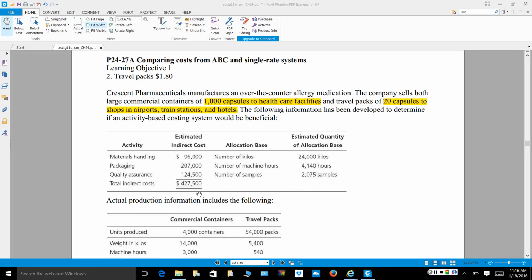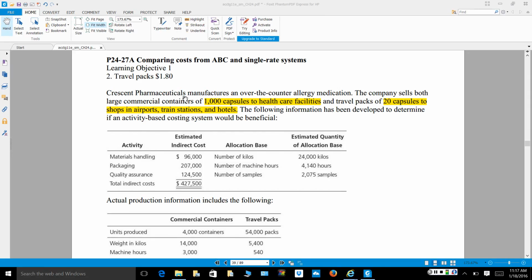24-27A asks you to calculate overhead allocation using a single rate plant-wide system for an organization, and then also the ABC overhead allocation, and to do a comparison of the two to see how the pricing of our products would differ using the two different overhead allocation systems.